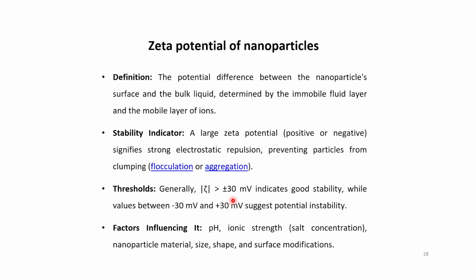Then thresholds: generally plus or minus 30 millivolts indicates good stability. So, there is a threshold for stability. This indicates good stability, while values between minus 30 millivolts and plus 30 millivolts suggest potential instability. So, this voltage will help you to determine the stability of the nanomaterial. Factors influencing it: pH, ionic strength, salt concentration, nanoparticle material, size, shape and surface modifications. All these factors also influence the zeta potential of the nanoparticle.